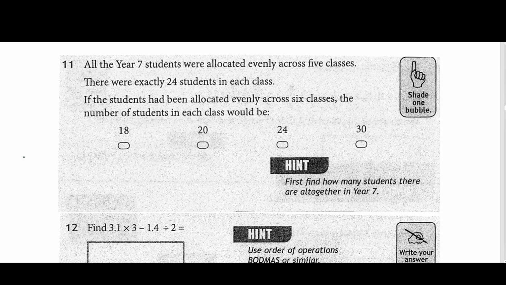Number 11. All the Year 7 students were allocated evenly across 5 classes. There are exactly 24 students in each class. If the students had been allocated evenly across 6 classes, the number of students in each class would be... So all the Year 7 students were allocated evenly across 5 classes. There are exactly 24 students in each class. So 24 times 5. We've got 24 students in each class and 5 classes. So 24 times 5 gives 120.